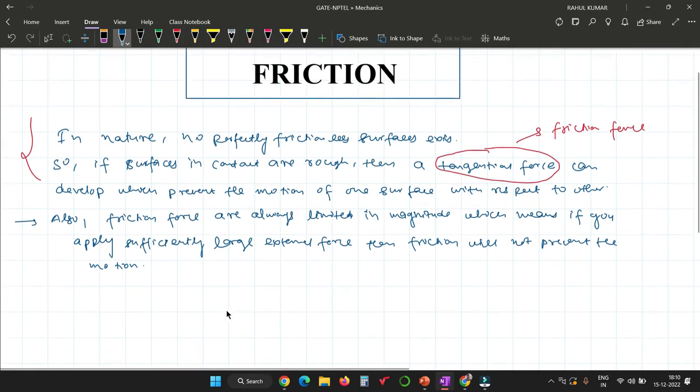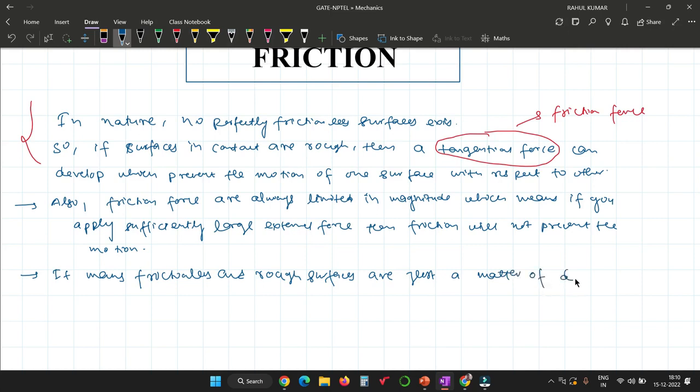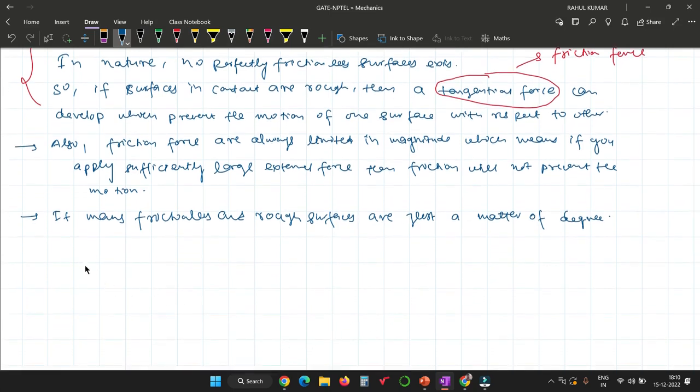So what does it mean? It means frictionless and rough surfaces are just a matter of degree. Are you getting my point?